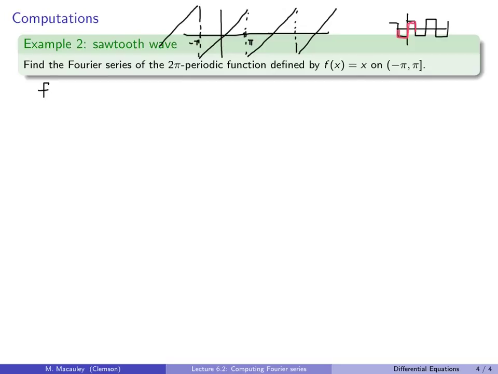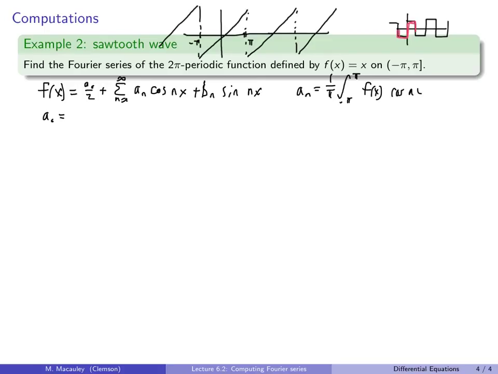So we have that f of x is a naught over 2 plus the sum from n equals 1 to infinity. Let me just write out what the Fourier series is, with the a n's and b n's. This is f, and we need to figure out what the a n's and the b n's are. A naught is the first thing to do. The formula, just so you have it, is 1 over pi times the integral from negative pi to pi of f of x cosine of nx dx, and the b n's are similar, just with sines.